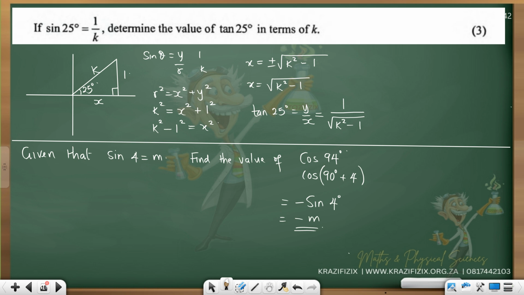I don't know if I lost you there or if you were okay with what I did. I just checked that cos 94 and I changed it to 90 plus 4. And the 90 tells me I should change my trig ratio from cos to sine. Put it in a calculator to get the sign. It's negative. Did that make sense to you?